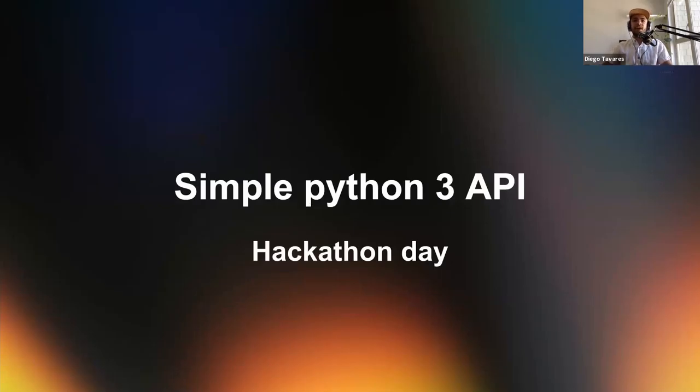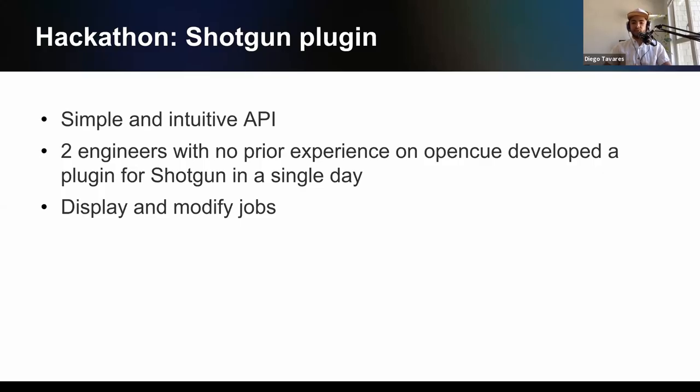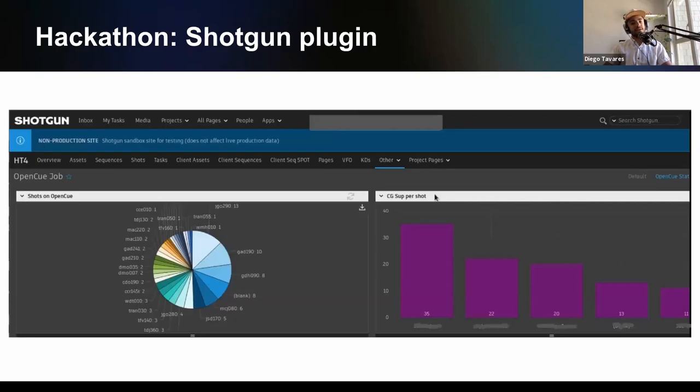And one last feature that I want to highlight is how simple our Python 3 API is. To exemplify that, we had a hackathon internally at Imageworks last month. It was a single day hackathon. And two engineers with zero OpenCue experience, who had never touched the OpenCue API, were able to build a Shotgun plugin to gather data from OpenCue, display that data, integrate that data with Shotgun data, and also modify OpenCue jobs from Shotgun, in a single day for two engineers. And this is an example of one of the boards they built on Shotgun.